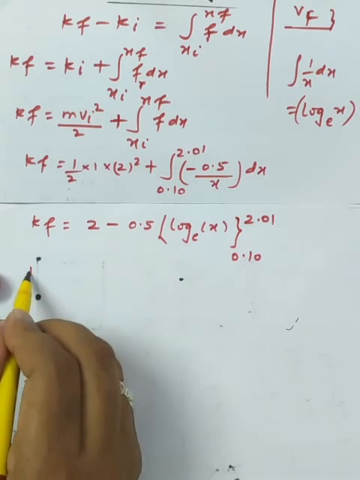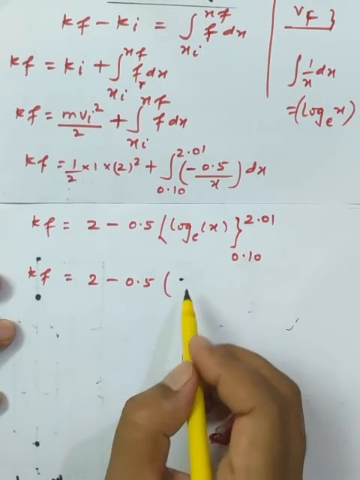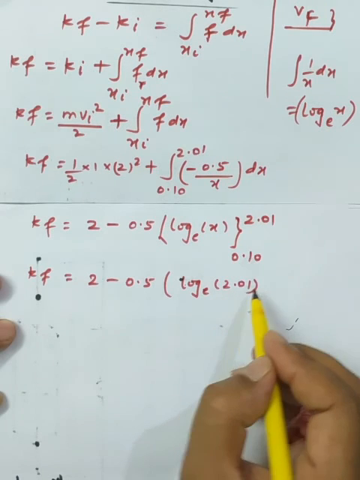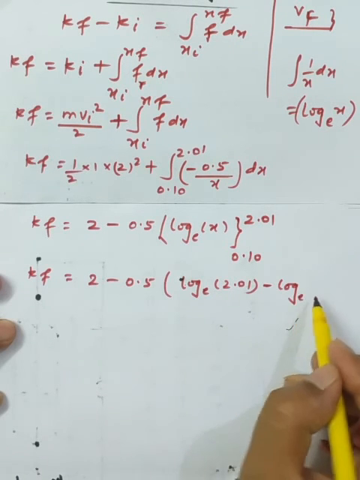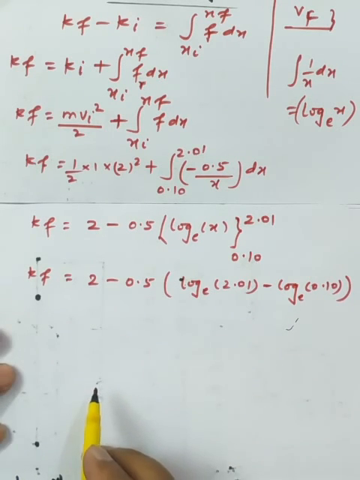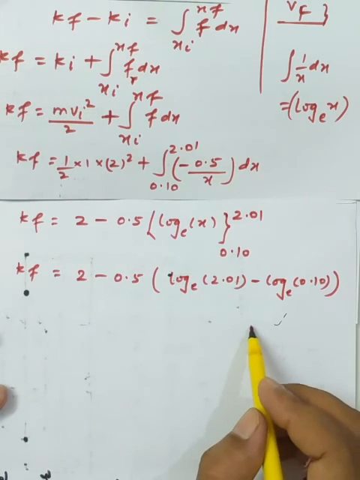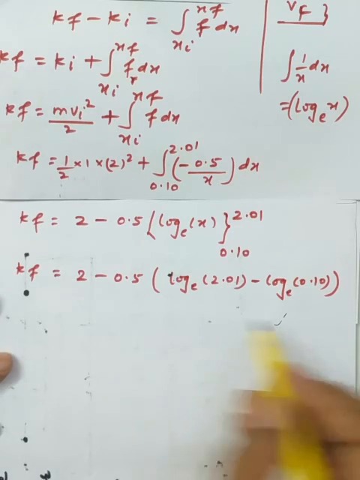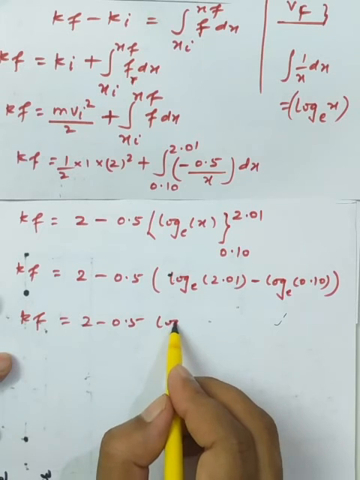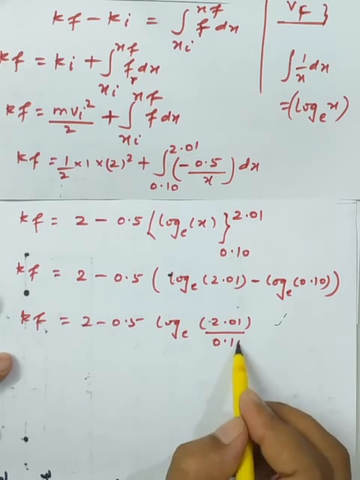Okay, so this is the solution of that part, and now we will put the value of x. K final is equal to 2 minus 0.5, applying the bracket, log base e of 2.01 minus log base e of 0.10. The bracket is closed. Here we also apply the property of logs: log m minus log n is equal to log m upon n. So we have 2 minus 0.5 log base e of 2.01 divided by 0.10.